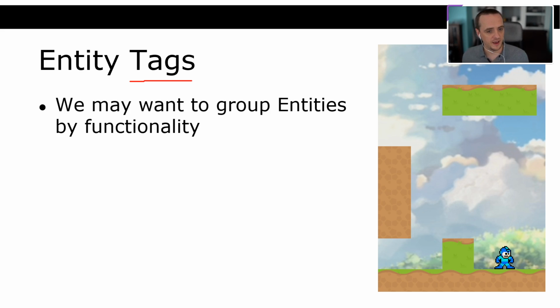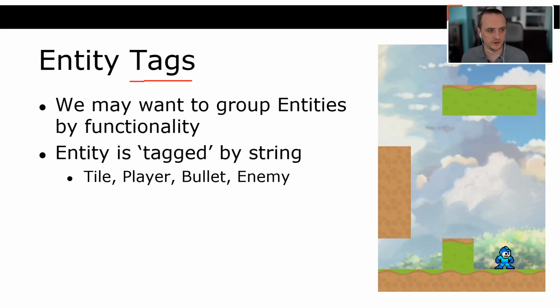The reason we want a tag on an entity is, for example, we might want to group entities by functionality. And so we're going to tag an entity by a string. So the entity class is going to have a string inside it, and that string is going to be the tag. And that tag's description, so the string, is going to somehow describe what that entity actually is. So for example, the player might have the player entity. So for example, down here we have the Mega Man sprite. If that represents the player entity, maybe we represent it via the player tag.